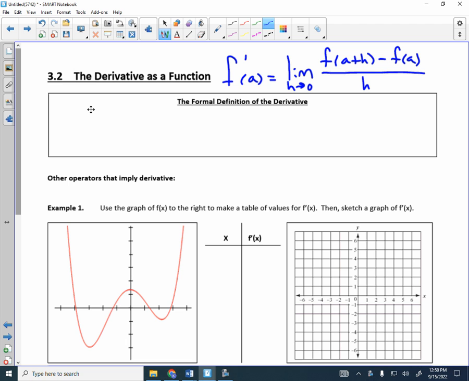The fact is that we say the formal definition of the derivative as a function f prime of x is equal to the limit as h approaches 0 of f of x plus h minus f of x all over h. Can somebody tell me what's the difference between the one I wrote on top and the one I wrote below? Yeah, so you see the x and the a. Let's talk about what that really means.